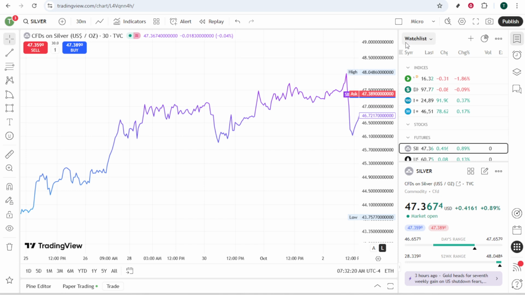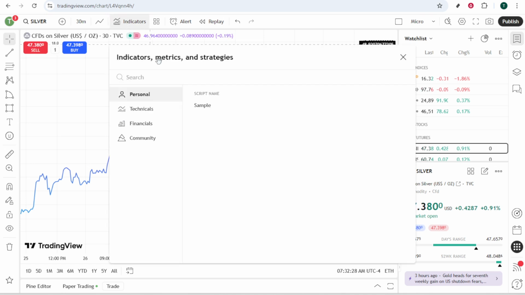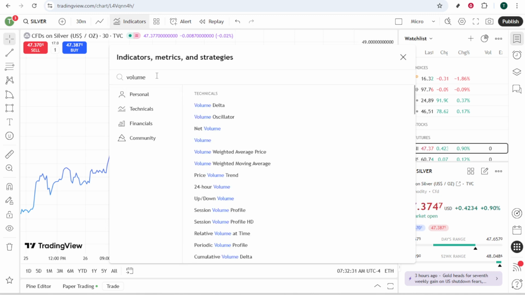To begin, open your chart on TradingView. This will allow you to organize and visualize your trading data in one convenient display. Once your chart is open, direct your attention to the top of the interface where you'll find the Indicators button. Clicking on this button brings up a search bar where you can type in the term volume. This action will pull up a list of indicators related to volume, and from this list, you'll want to select the standard volume indicator. Upon selection, the indicator will be automatically added to your chart.